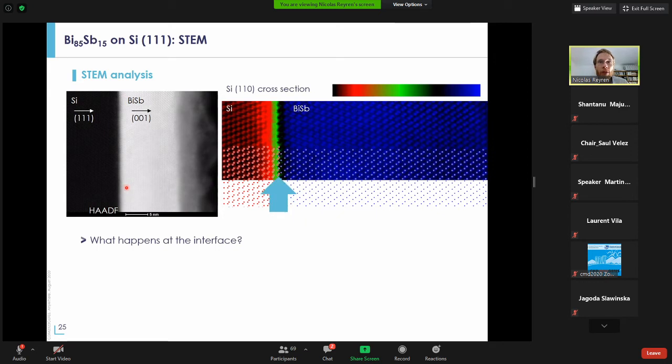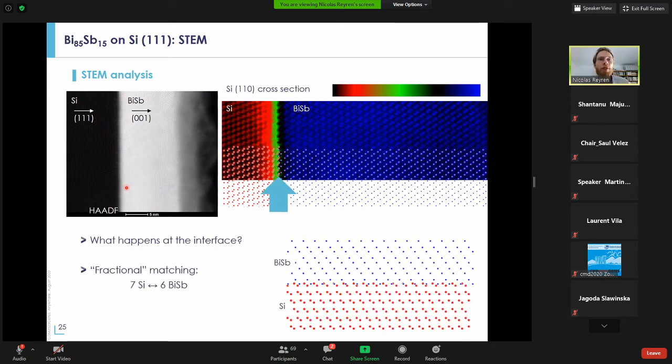So what is happening at the interface, in fact, it was quite funny to see that you have, say, fractional matching. So for 6 bismuth antimonide, you have 7 layers of silicon. Well, it's not super visible here, but that series of atoms is exactly the one that is shown here, and you see that we can fit well the position of the atoms. So bismuth antimonide at the end is only weakly strained.